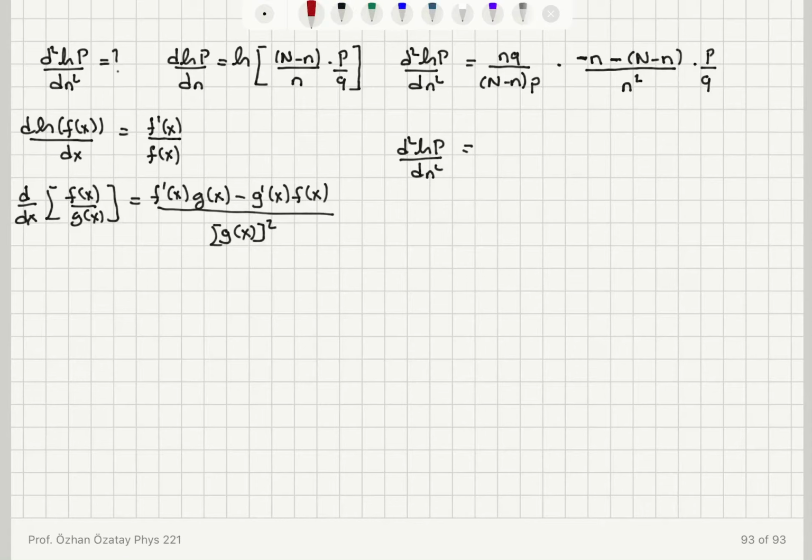So this n and q will disappear with this n and q, and then this p will disappear with this p, and so what am I left with? Minus n minus capital N plus n divided by n times capital N minus n. So minus n and plus n will disappear. So the second derivative is going to give me minus n divided by n minus n.